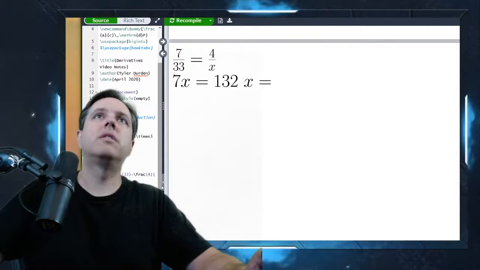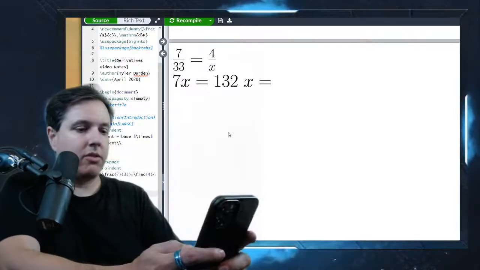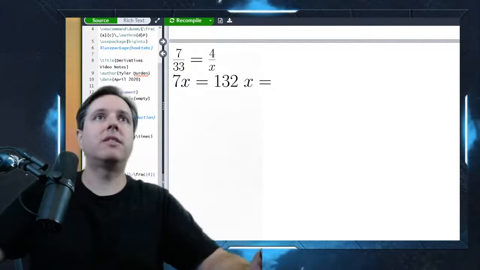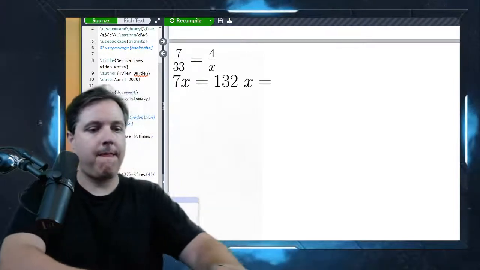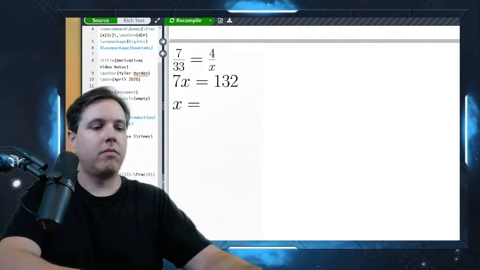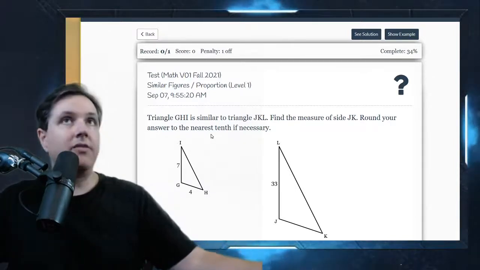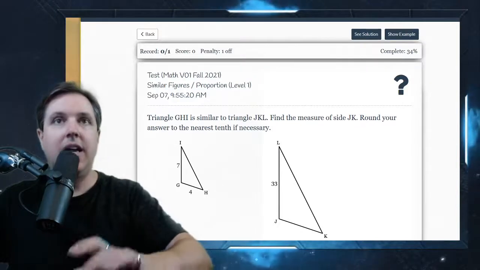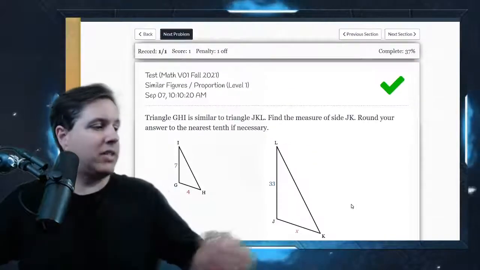Did I do this right? It's coming out kind of weird. Let me double check. 33 times 4. 132 divided by 7 equals. Do they want a fraction? Let's see. Oh, round your answer to the nearest tenth if necessary. So the answer comes out as 18.857. I'm going to round it to 18.9. Okay, I got it. So the answer was 18.857.